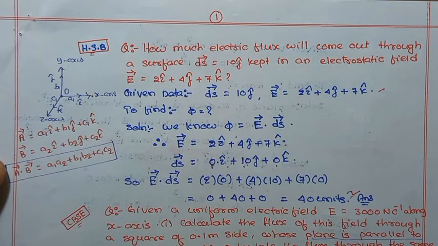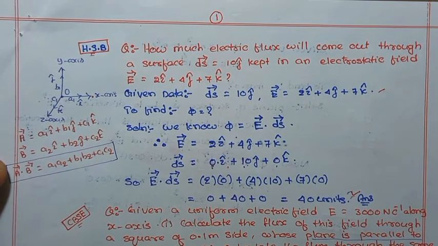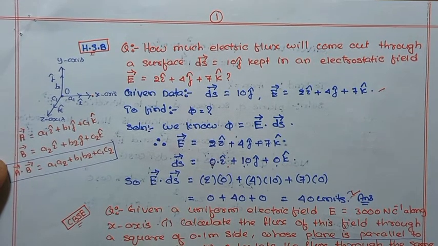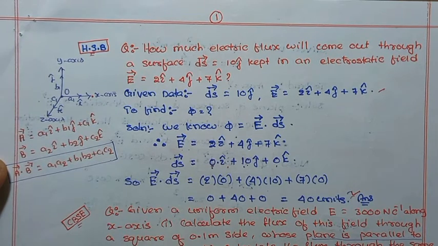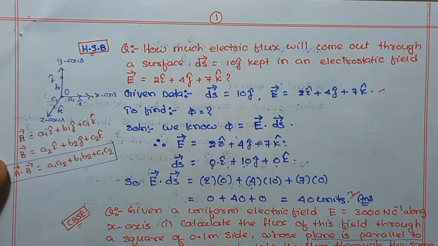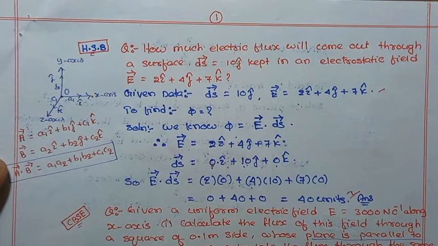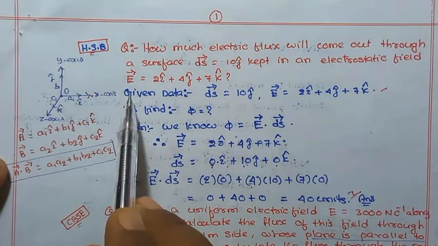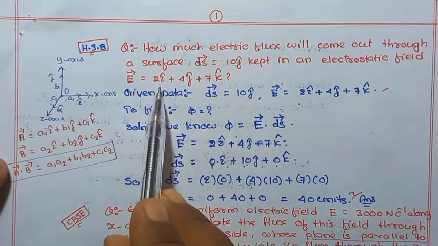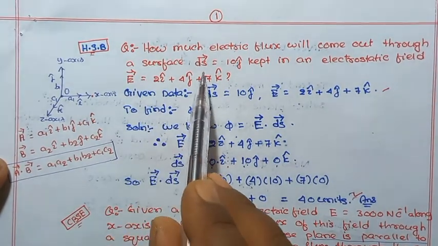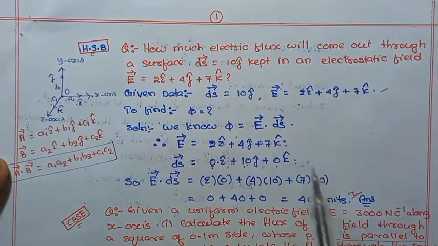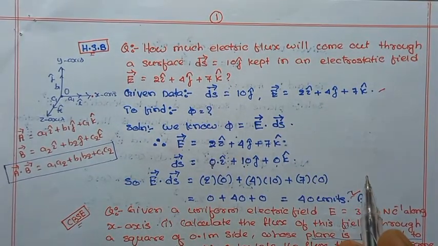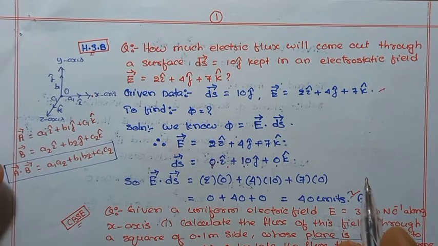So, first question: how many electric flux will come out through a surface ds vector equal to 10 j cap kept in an electrostatic field E vector is equal to 2 i cap plus 4 j cap plus 7 k cap. In this question, electric field is given, E vector is equal to, and ds vector is given. We have to find out the electric flux coming out through the surface.